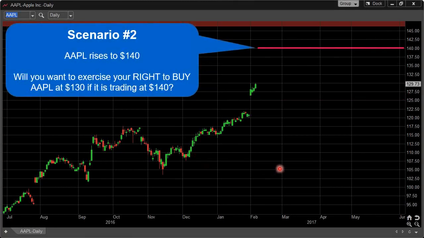The stock goes up. It is now at $140 a share, and now we're sitting there at the expiration date. Do you want to exercise your right to buy Apple at 130 if it's trading at 140? Let me know in the chat. John, Gabriella, you guys are in first. Wayne, Lisa, Craig, everybody's saying yes. Jose says, of course.